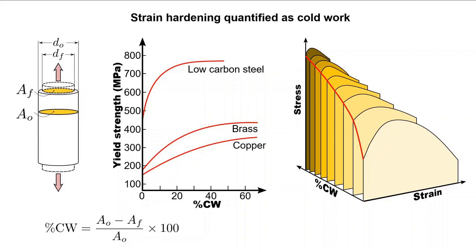Also note that the ultimate tensile strength is also increasing with cold work, as is the shape of the initial region of yielding. This is because there are other strengthening mechanisms at work beyond purely strain hardening for steels, something we'll discuss in coming lectures.